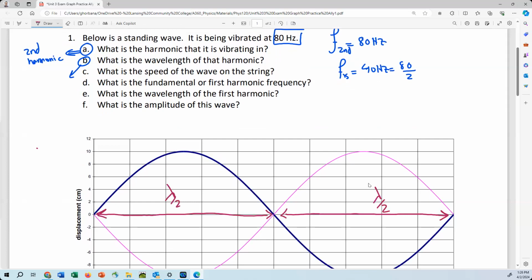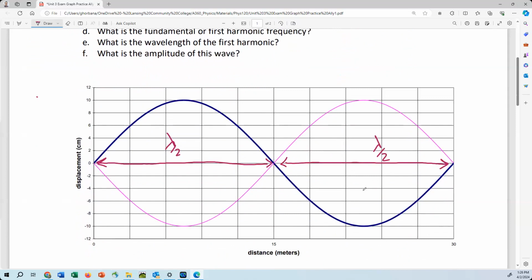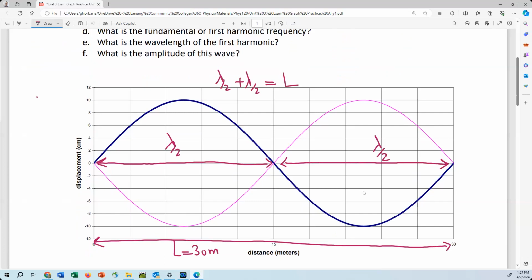half a lambda. Let's say we have a string. What is the length of the string? From here to here is the length of the string. L is 30 meter. Good. Then we are supposed to calculate this lambda. Half a lambda plus half a lambda becomes equal to the length of the string, and that is just 1 lambda. 1 lambda is equal to L.